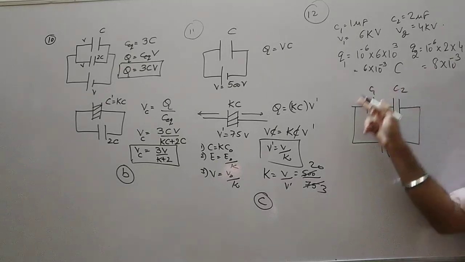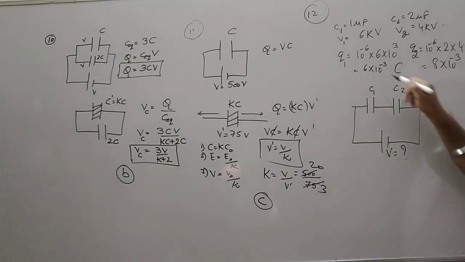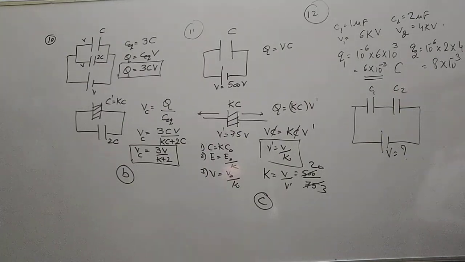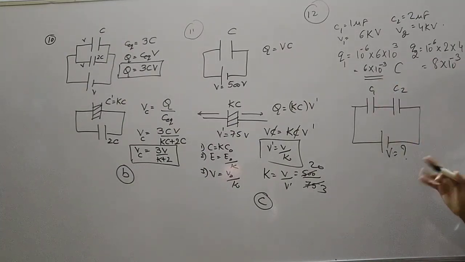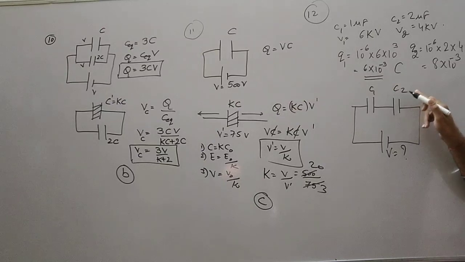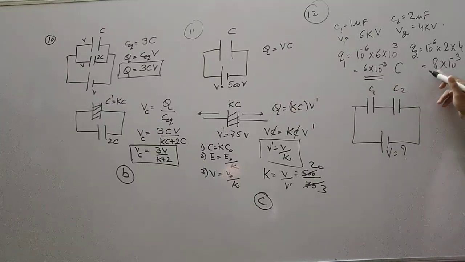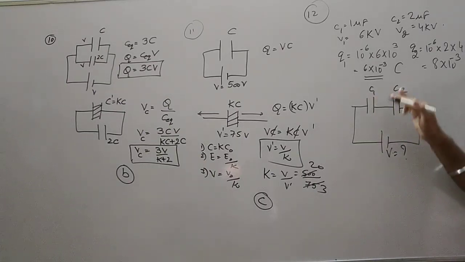Now by connecting in series, the smaller charge is this. So if a charge more than this flows, C1 will be damaged, and leakage of the charge will take place from C1. The other capacitor has a capacity of 8 into 10 raised to minus 3 coulomb, so it will not be damaged. It can withstand that much charge, or that much charge can be deposited on it.